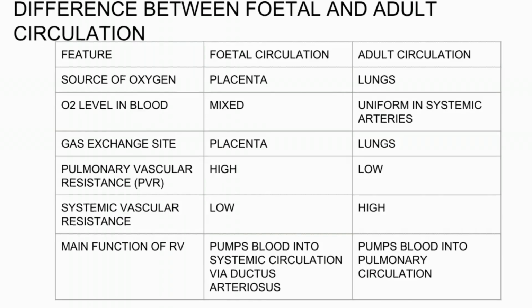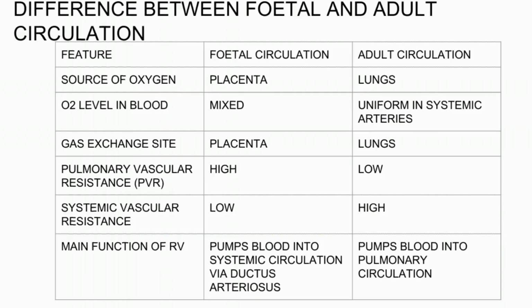Now, there are differences between the fetal and adult circulation. So in features, we have the fetal circulation, and we have the adult circulation. So now we're going to look at the source of oxygen. For fetal circulation, your source of oxygen is primarily from the placenta via the umbilical veins. Then in the adult circulation, it's from the lungs via the pulmonary alveoli.